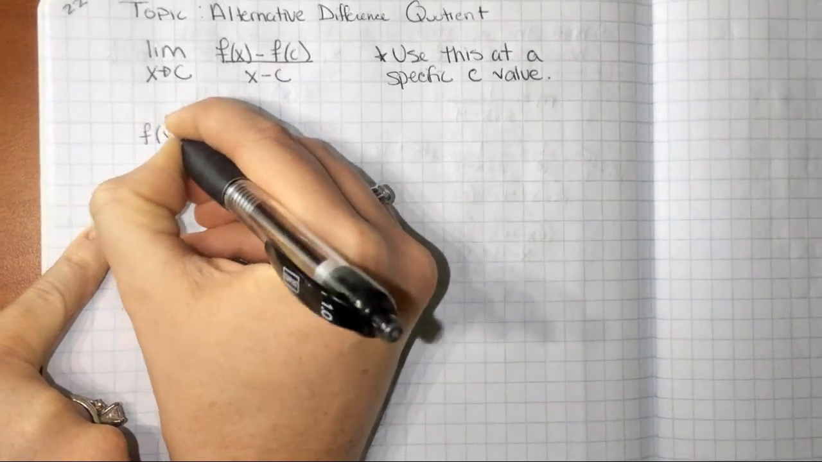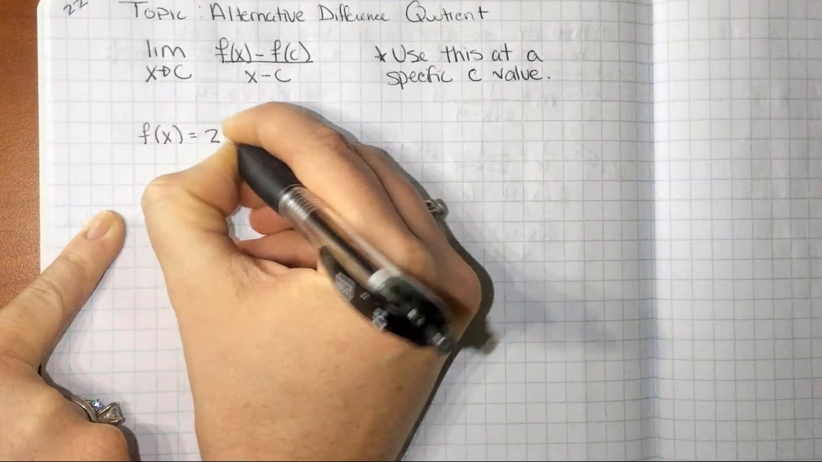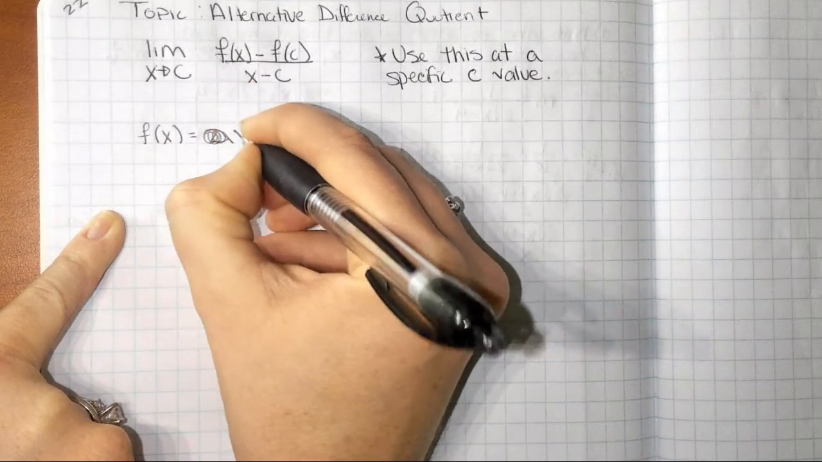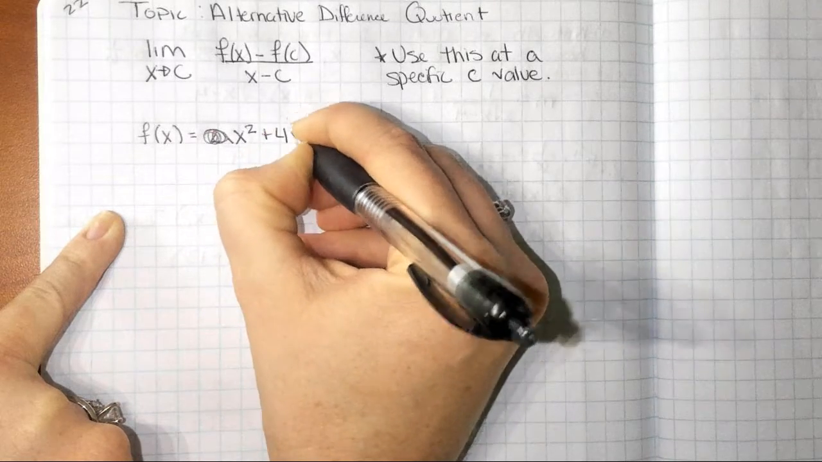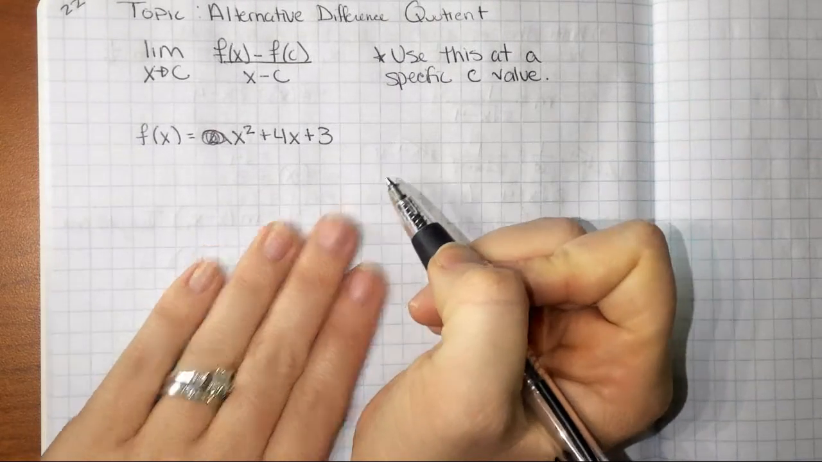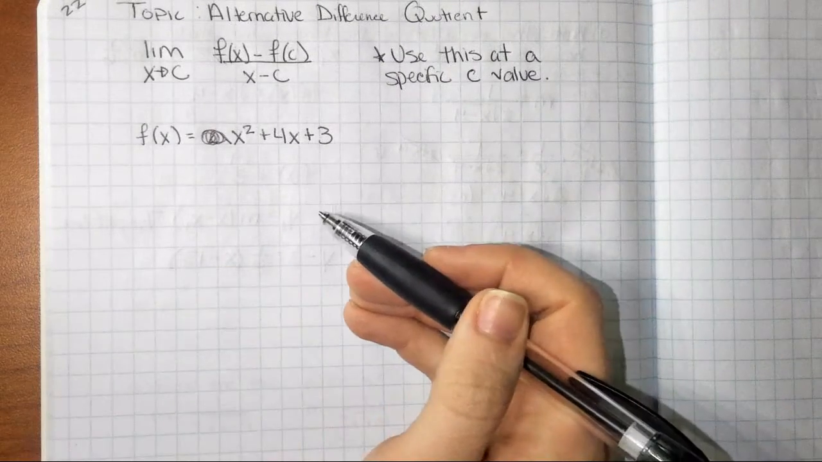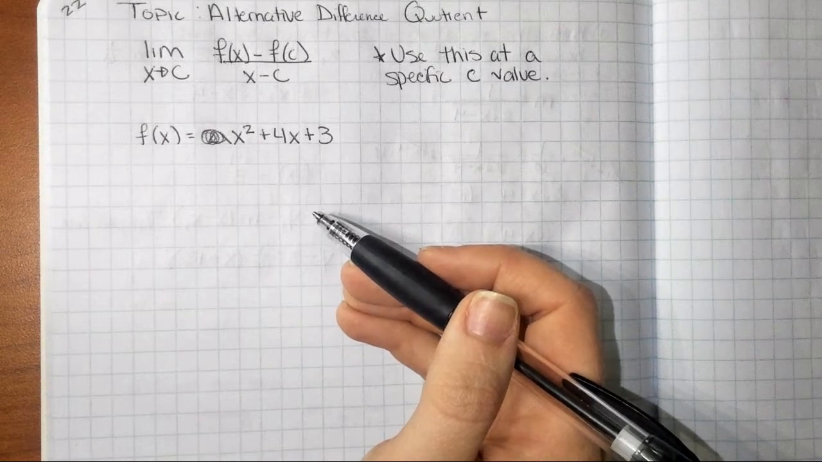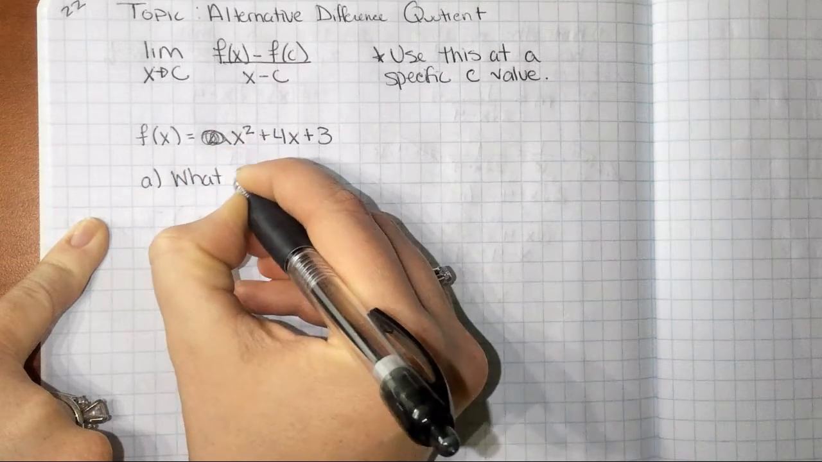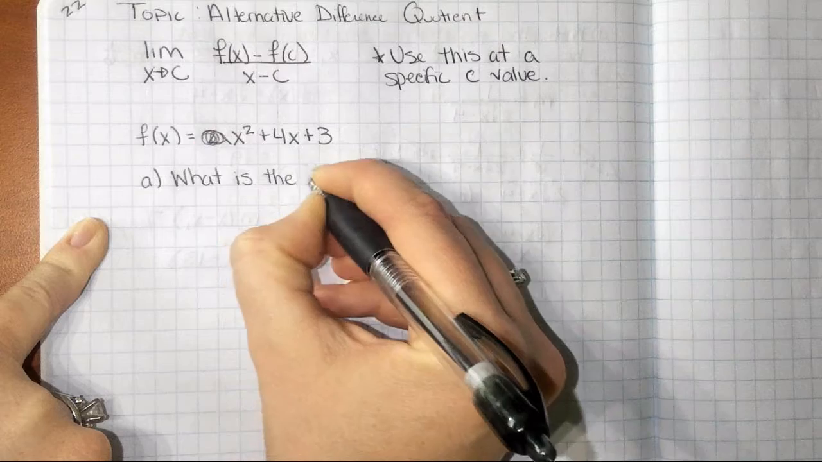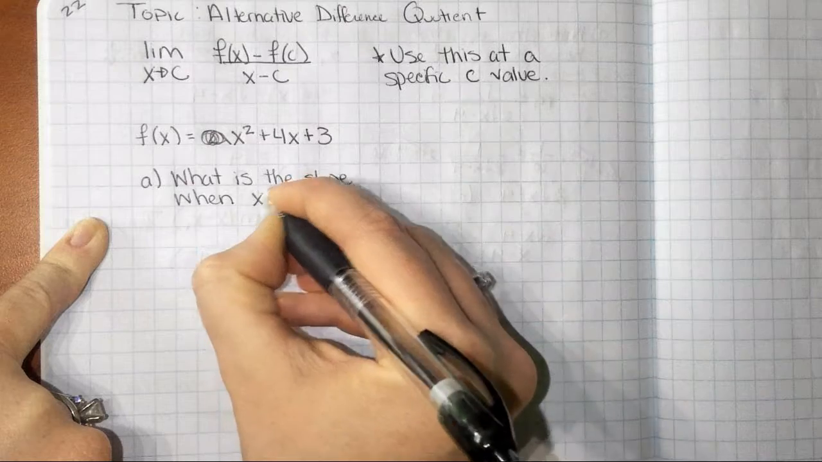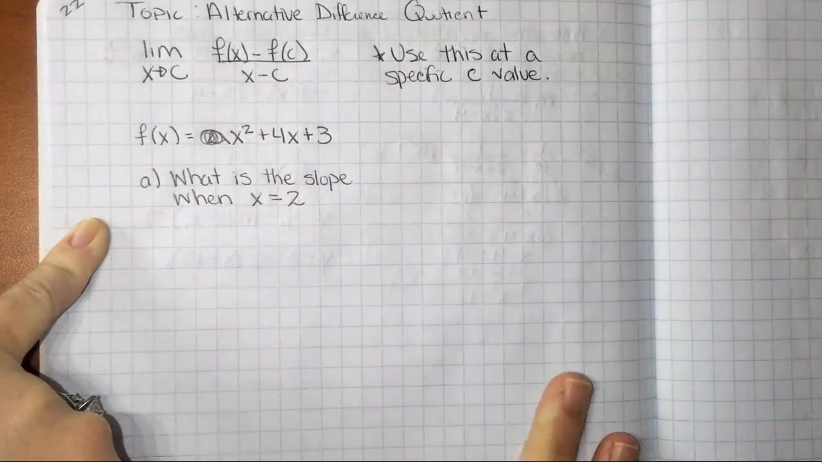So, here's the first example I just want to talk about. It's f of x equals, that's not what I wanted. Ignore that. Okay. x squared plus 4x plus 3. So here is the function. What I want to know is what is the slope when x equals 2?